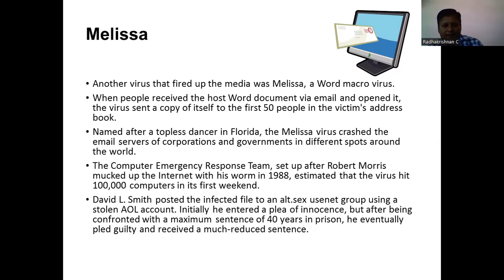Named after a topless dancer in Florida, the Melissa virus crashed email servers of corporations and governments in different spots around the world. The Computer Emergency Response Team was set up after the Robert Morris worm attacked the internet in 1988. It was estimated that the virus hit 1 lakh computers in the first weekend. David Smith posted an infected file into alt.sex using a stolen AOL account.